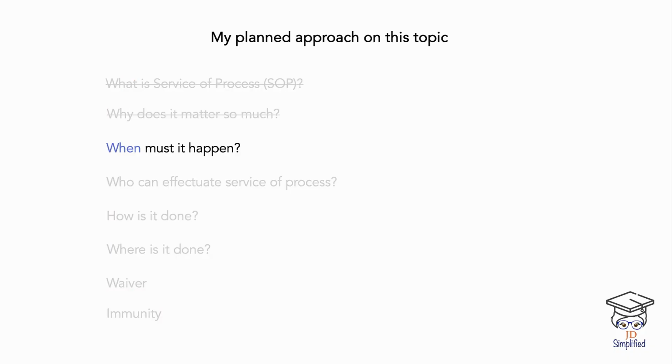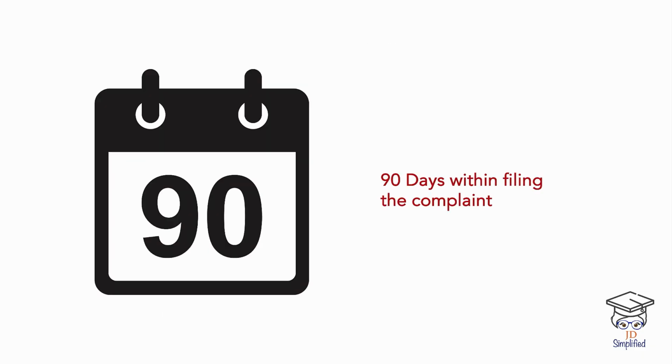Next is, when must it happen? When must service of process be effectuated? And the answer is 90 days within the filing of the complaint. And this period may be extended for good cause, so you can get an extension on serving a defendant depending on what your reasons are.